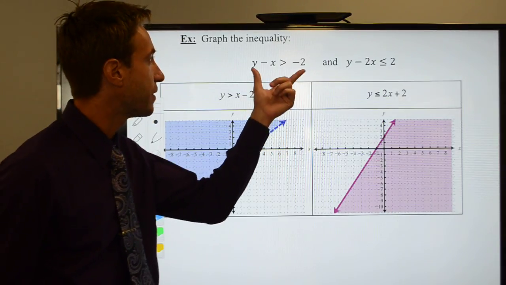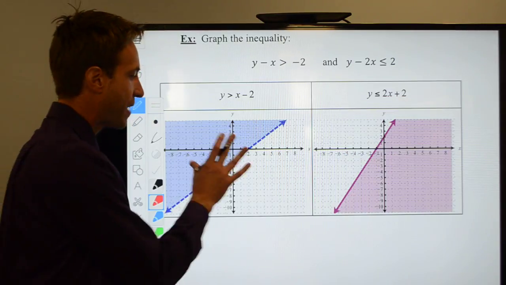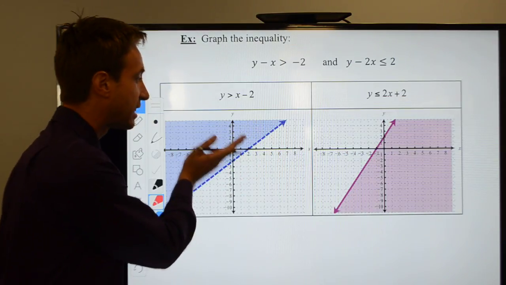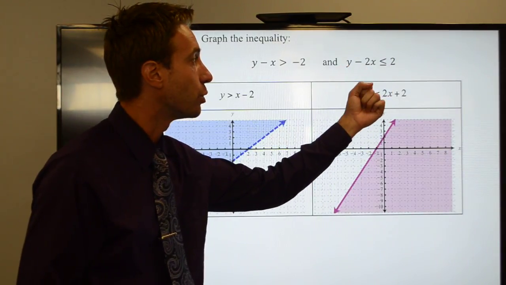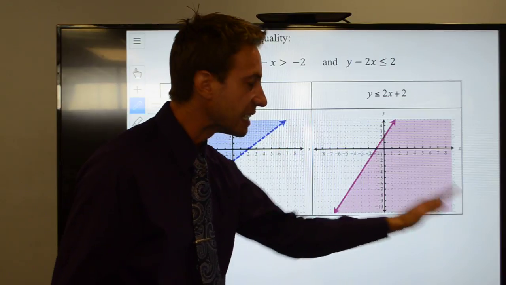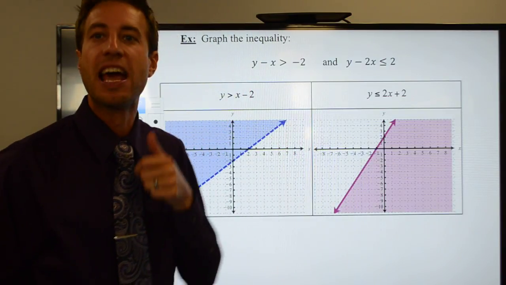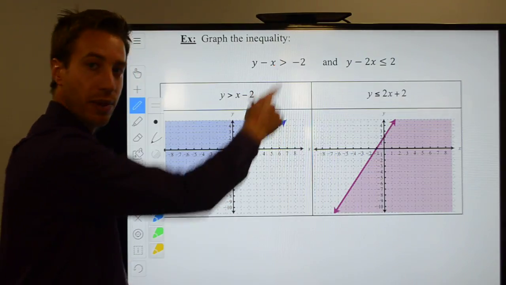What I've done is I've given you this inequality, y minus x is greater than negative 2. That is the one we have graphed here, and I can see my solution region. Then I've given you y minus 2x is less than or equal to 2, and I've graphed that one here, and I can see my solution region. How did I come up with those solution regions? Well, let's start with this one.